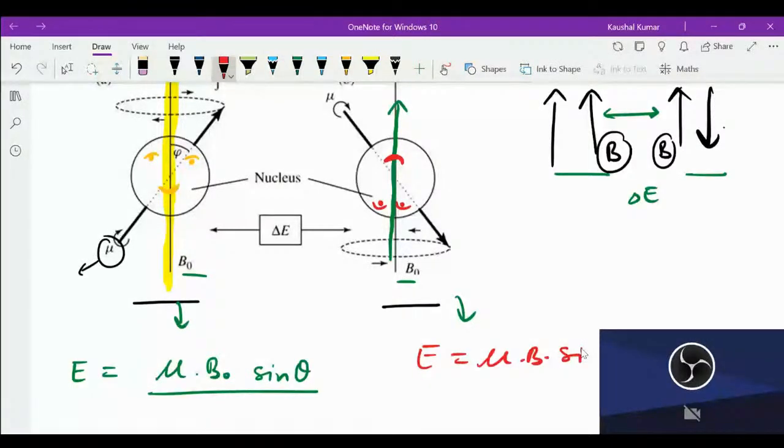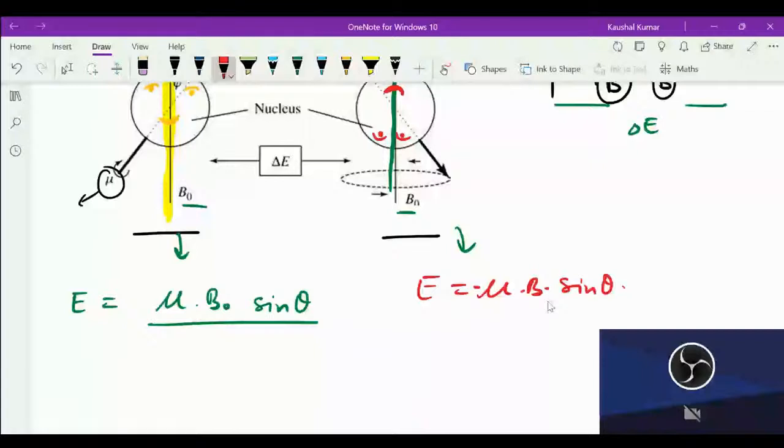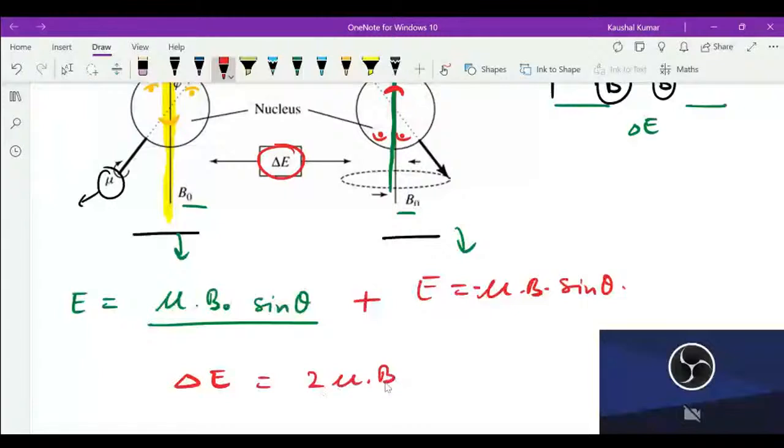One thing which we are missing is the negative sign. What will this negative sign tell you? That it is in the opposite, anti-parallel direction, and this will be your parallel direction. You just add both equations. What will you get? The del E, which is written here. So that del E will be 2 mu dot B naught sine theta. So what we are seeing is that because of applying the magnetic field, there is a change in energy, and this energy you can read.